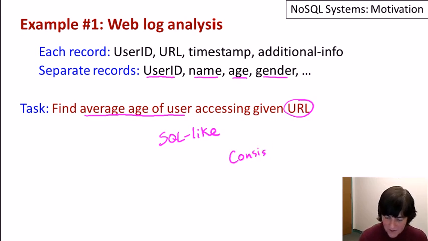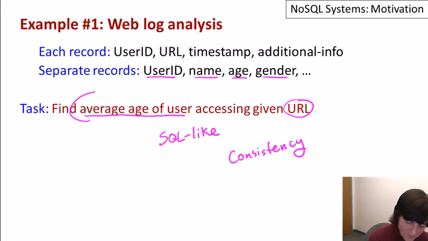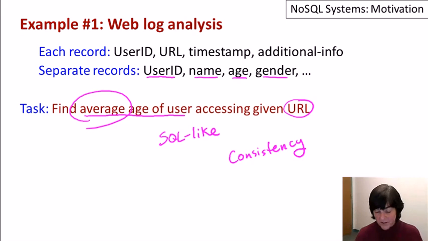But I'll still say that some aspects of NoSQL solutions may be relevant to this task. And in particular, it's the question of consistency. If we're analyzing a huge amount of data and we're just looking for some type of average, some type of statistical information over the data, it might not be required that we have absolute consistency.